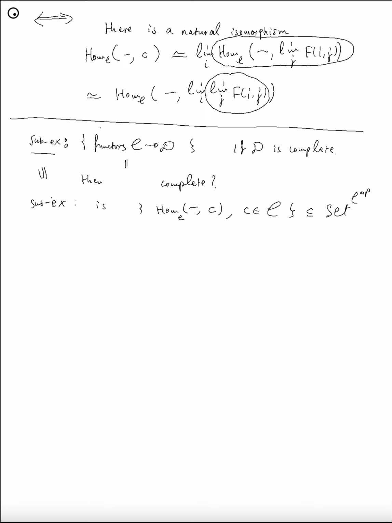I'm sorry, so this should be under the notation. Is this complete? Seems yes, because our argument is that the limit of this always exists, and it could be defined to be, okay, I see. We're also assuming that the limit on C^op exists.